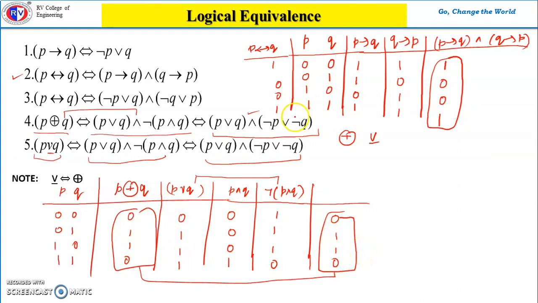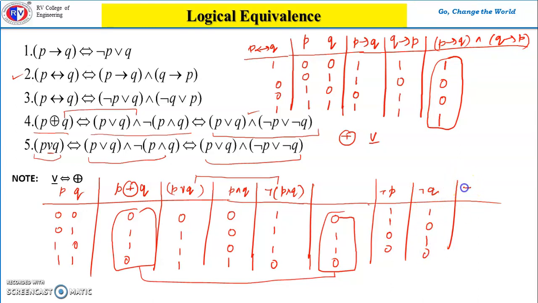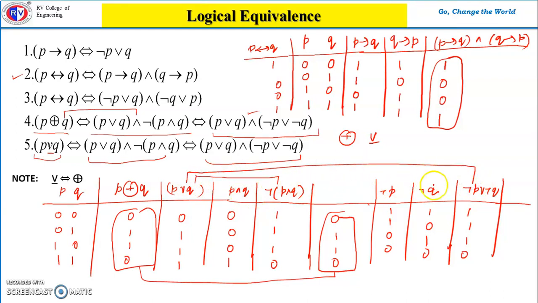Same way this one also we can verify. If I say P or Q is this one, negation of P or negation of Q. So negation of P will be 1 1 0 0. Negation of Q will be 1 0 1 0, and then negation of P or negation of Q will be 1 1 1 0, and then P or Q, this value and this value I need to take AND.